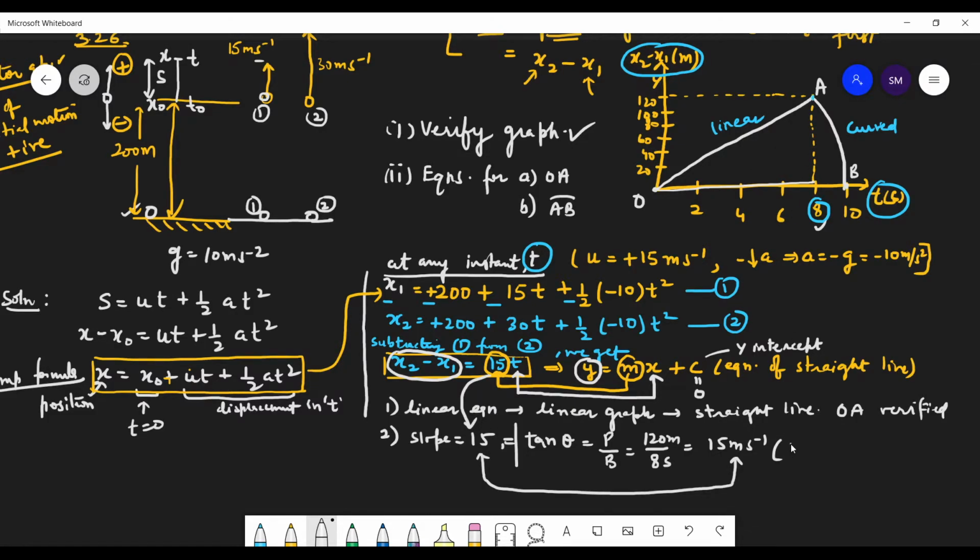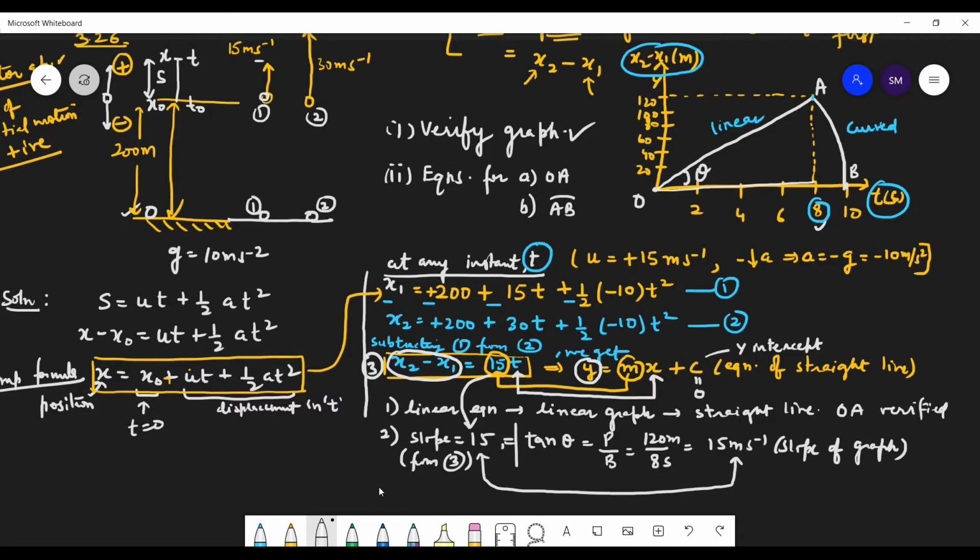So this is the slope of the graph that we found. This is theta. That's the slope of the graph, and that's the slope that we get from the equation. You can call this equation 3 also. So from equation 3 we get this slope, and from the graph also we get the same slope.